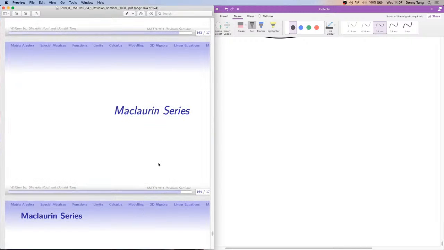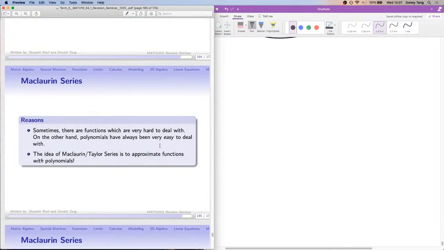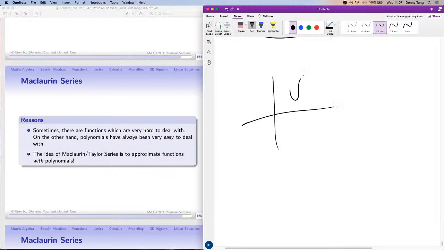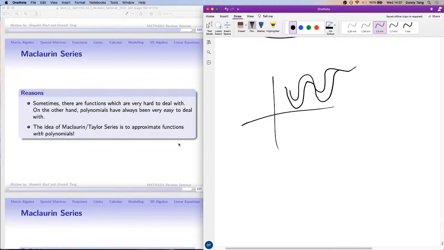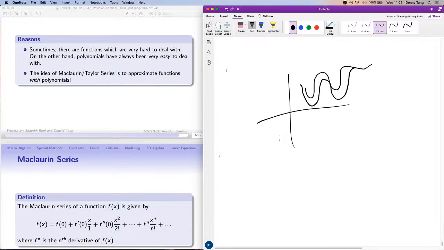Now we have Maclaurin series. Sometimes there are functions which are very hard to deal with, whereas polynomials are very easy to deal with. The idea of the Maclaurin or Taylor series is to approximate functions with polynomials. So complex functions can be represented as polynomials. If a function looks like this, we can create a polynomial that also looks like this. It's not going to be exact, but you can.